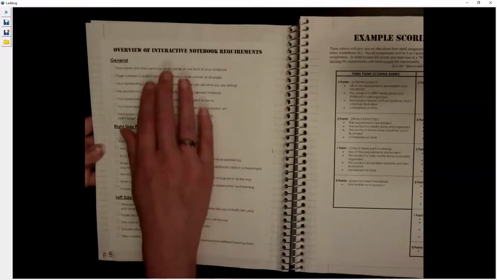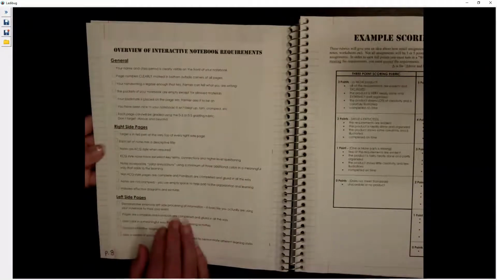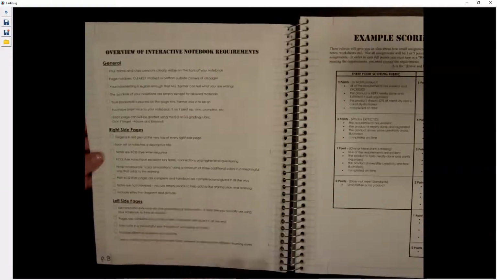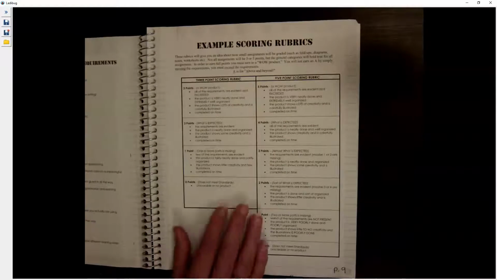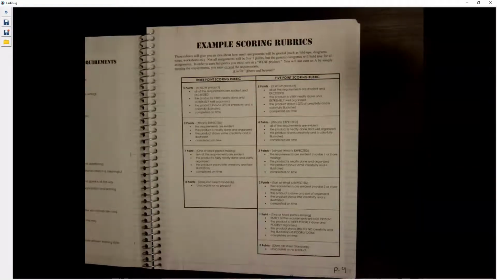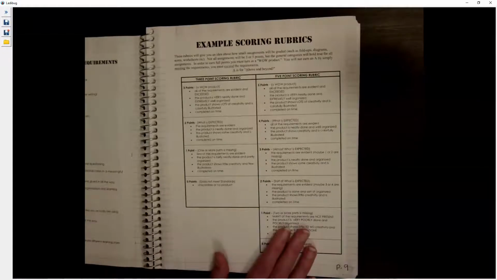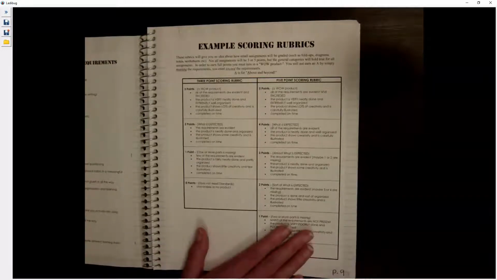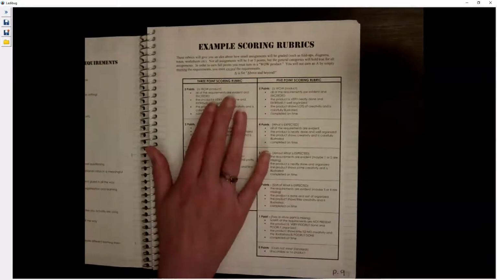Page 8 kind of explains what the requirements are. I will walk you through those as we do different types of assignments, but please read them when you have a chance. Page 9 here gives you some example rubrics. I am not saying that everything is 3 or 5 points. That's not realistic, but I think these example rubrics give you a really good idea of the categories of the work.